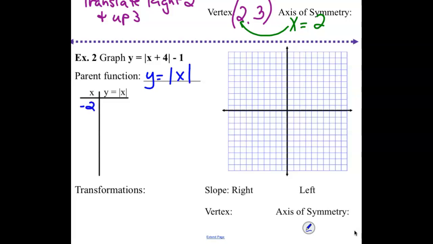All right. We have the same points that we had in our last one. So we're going to start with our same parent function. This time we've moved it where? Left 4. And down 1. Agree, disagree? So can we move those dots left 4, down 1? Yes?